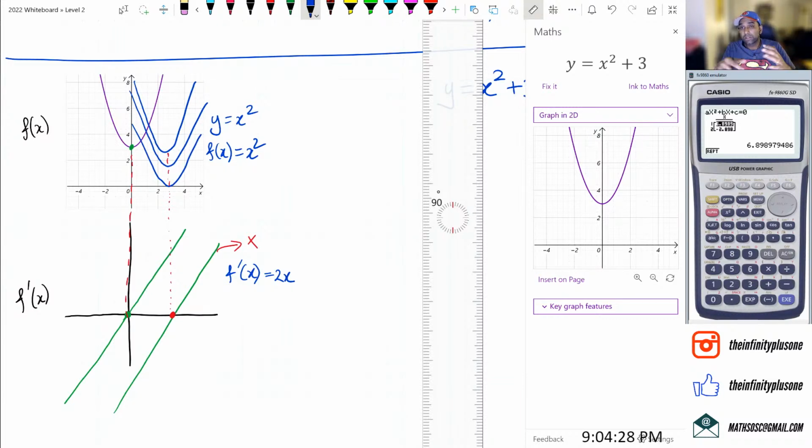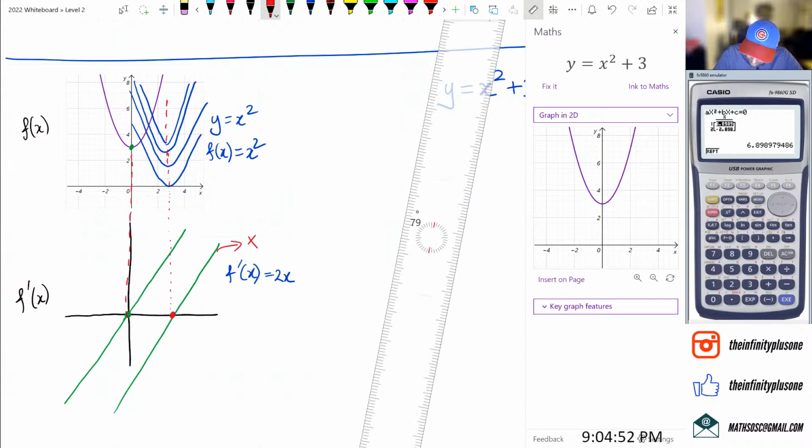You could actually, when you're going backwards from the differentiated function to the original function, have multiple answers. Because remember, when you integrate, you're going to get that constant. We don't know what that constant is. Because we don't know what that constant is, we are going to get a parabola, and as long as the turning point is along that red dotted line, then you're going to be okay. I'm going to give you guys one more example here.